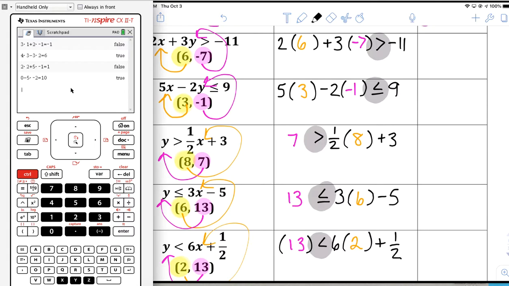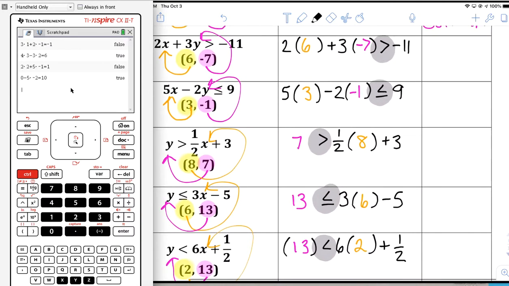Okay, so if I'm typing in problem number 5, type it in the same way: 2 parentheses 6 plus 3 parentheses negative 7. But when I get ready to make my greater than, I hit Control equals, choose the greater than, and then type negative 11 and press enter. It's going to tell you true or false. Either that point is a solution, or it's not. In this case, we have a true, so he is a solution.